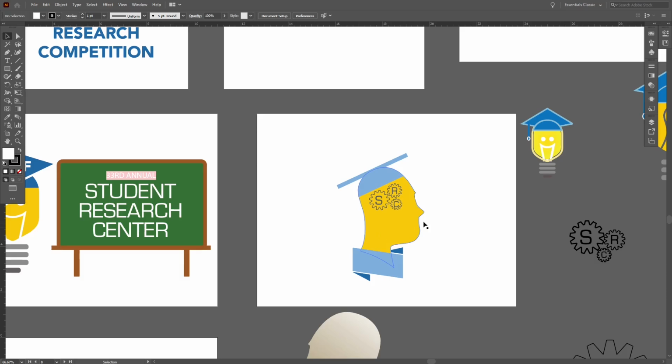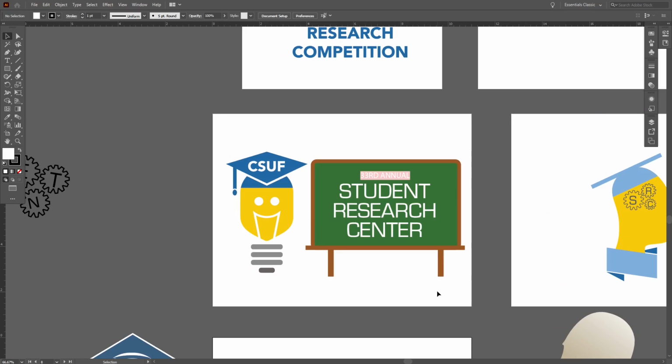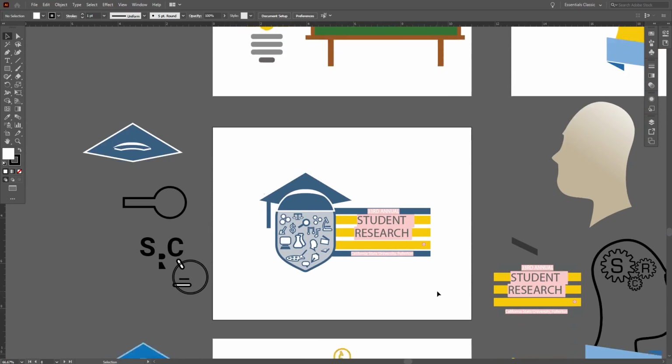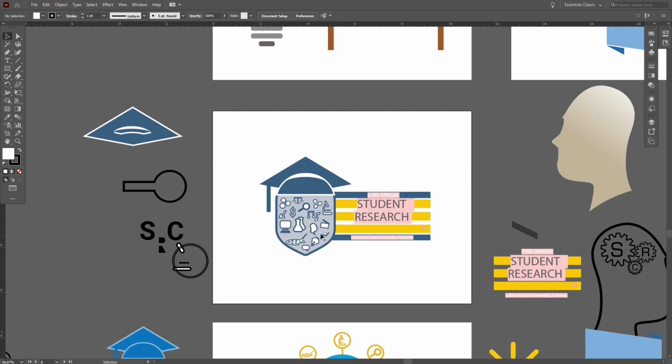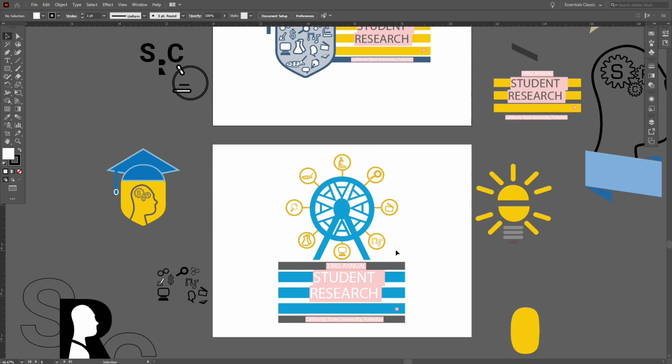So I went with this head shape that I created using the pen tool, and tried to incorporate the gears of SRC, student research competition, and put that design element where the brain functions. So that's another idea. Here's the second idea with a chalkboard, and it was too complicated, including this one. This one's more complicated than the one that I created.